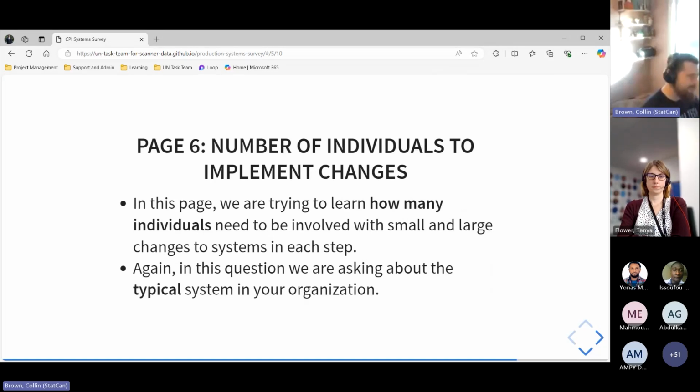So the sixth page is about the number of individuals required to implement what we're calling small changes and large changes. And the survey will explain in more detail what that means. And again, for this question, we're thinking about the typical system. So, more precisely, for the typical system, on average, how many individuals need to be involved with a small change and a large change? And again, the survey includes some examples to hopefully make that question a bit clearer.